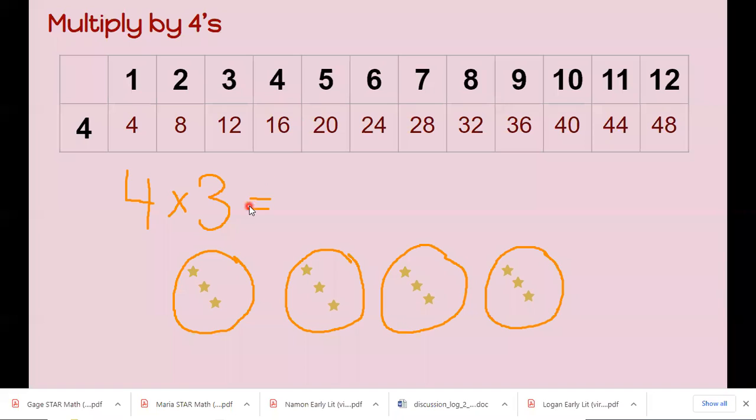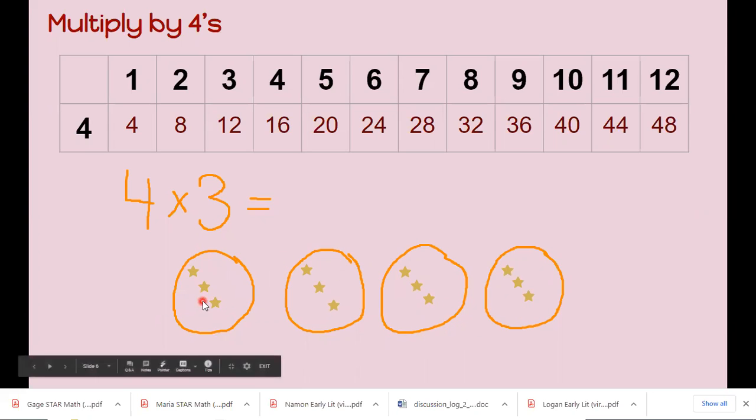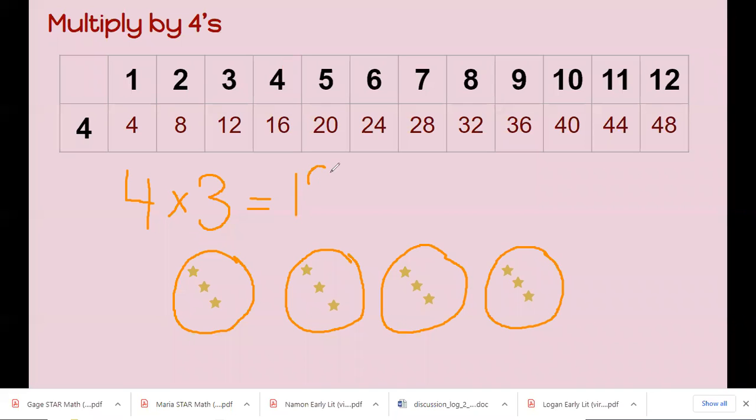Now that you're done with your picture, look at the picture you drew of 4 groups of 3. How many stars do you have all together? Let's count them. Ready? 1, 2, 3, 4, 5, 6, 7, 8, 9, 10, 11, 12. 4 groups of 3 equals 12. Right? 4 groups of 3 equals 12.